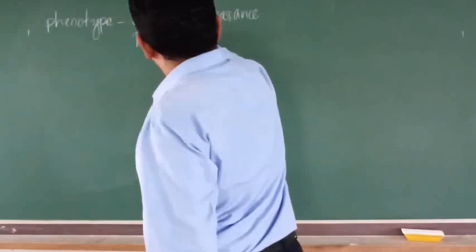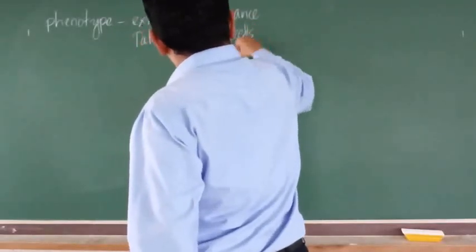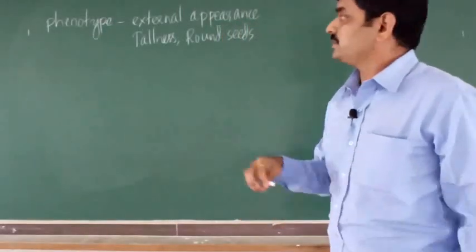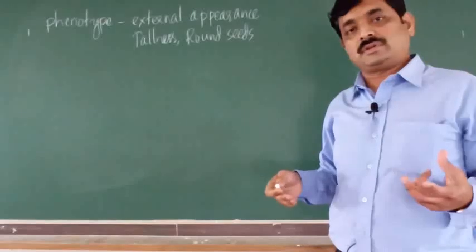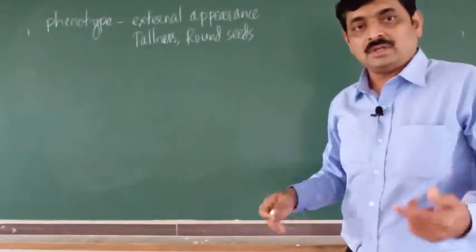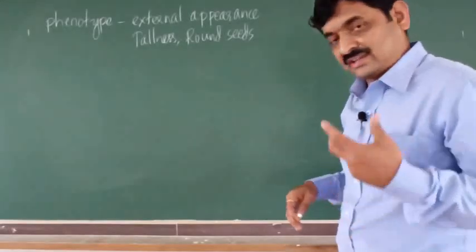Similarly, round shape of seeds is another example of phenotype. Then axial position of flowers is another example of phenotype. So here phenotype means the external appearance, right? Or external feature.